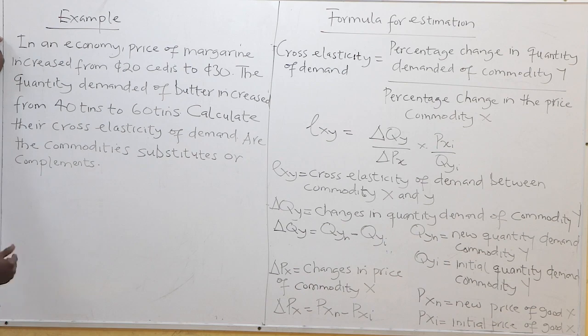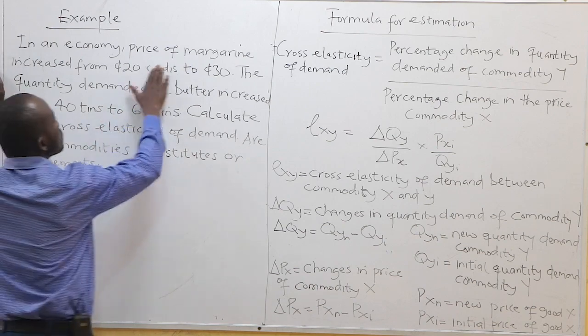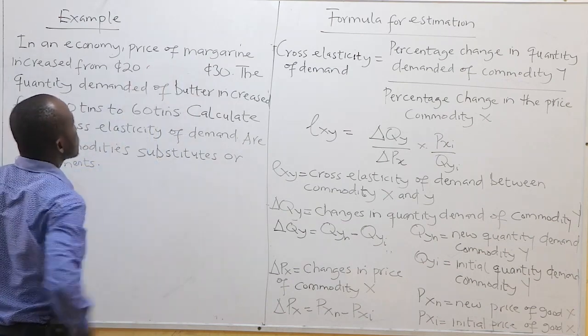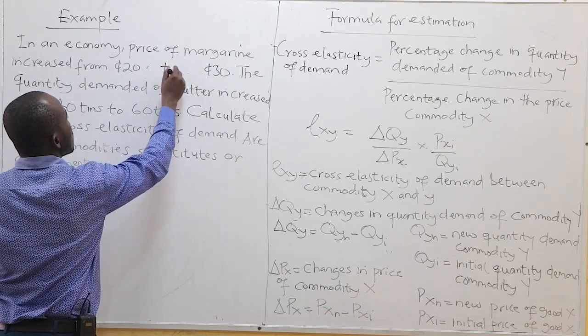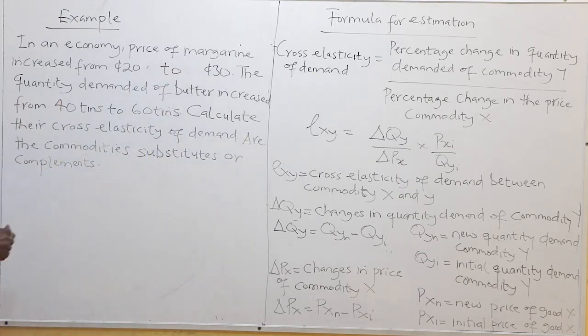In an economy, the price of margarine increased from 20 cedis to 30 cedis. The quantity demanded of butter increased from 40 tins to 60 tins. Calculate the cross elasticity of demand. Are the commodities substitutes or complements?